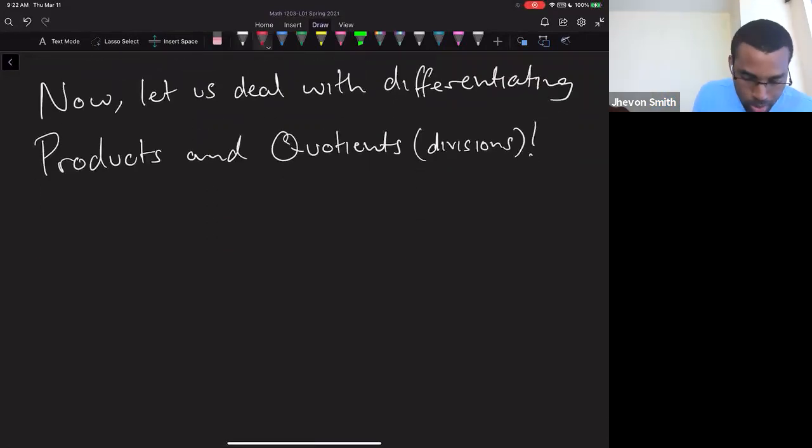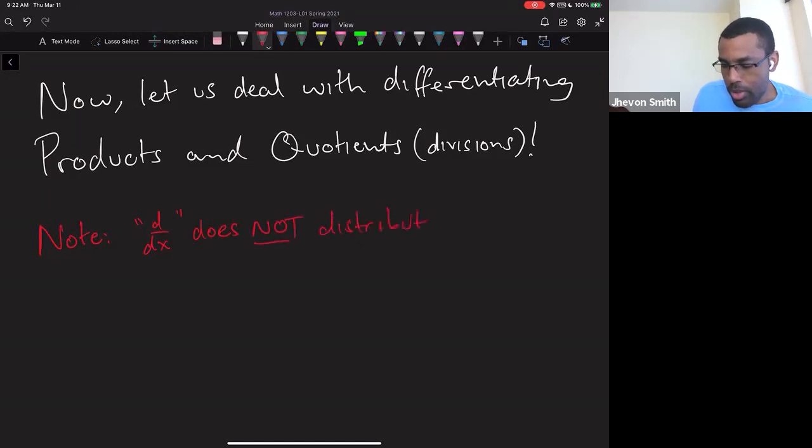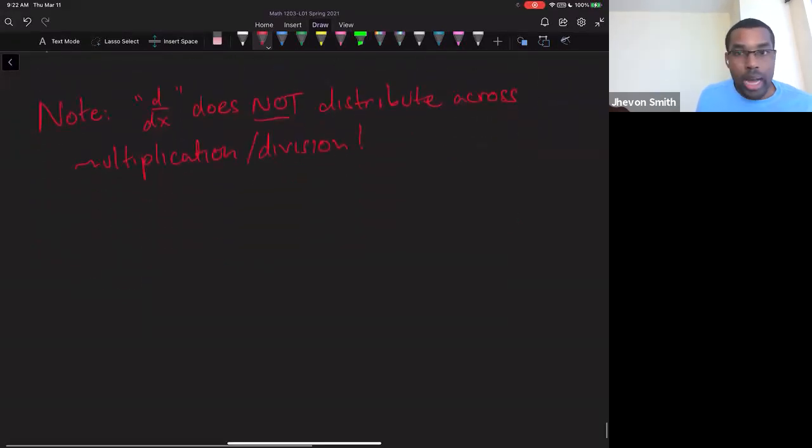So again, note d dx does not distribute across multiplication or division. How can we see this? You can see this with an example.